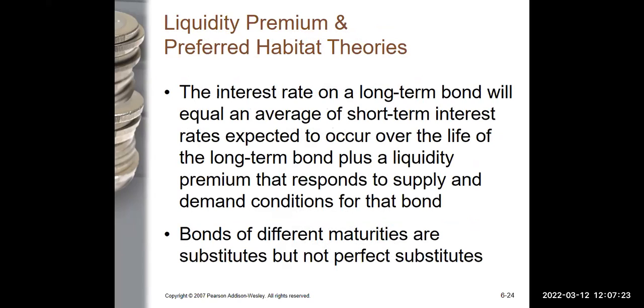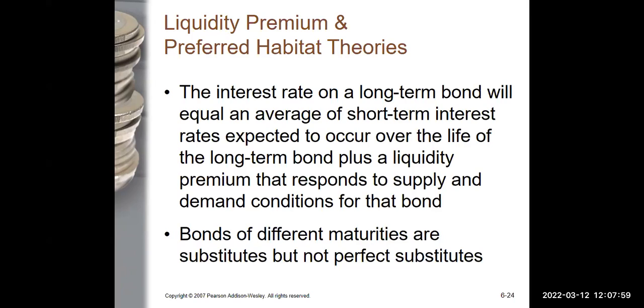Another theory, which is the most popular theory, you may say, is the liquidity premium theory, or you may call it the preferred habitat theory. When the habitat changes, things basically change. What does it mean? I'll be explaining in a minute. The interest rate on a long-term bond will equal an average of the short-term interest rates. Half of that theory uses the expectations theory, and they add the liquidity premium to the average returns of the bonds.